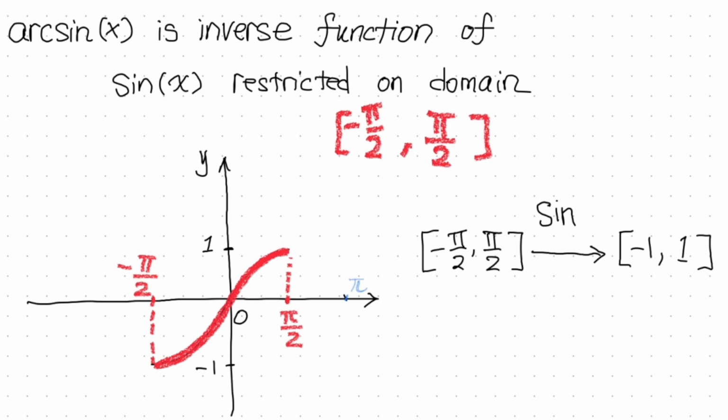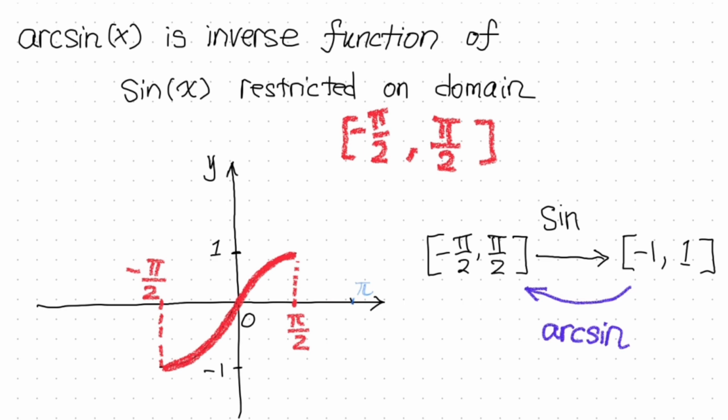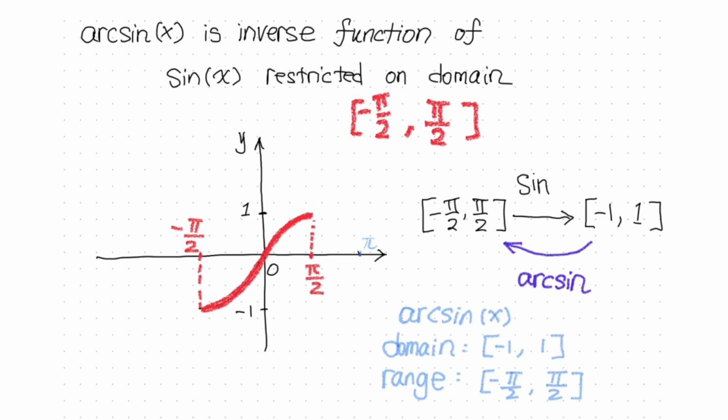With this restriction, the range of sine of x is still from -1 to 1. So to get the inverse function of sine in this sense, we just need to reverse the direction of the arrow. So it is clear that the domain of arcsine is the interval -1 to 1, and the range is the interval negative pi over 2 to pi over 2.